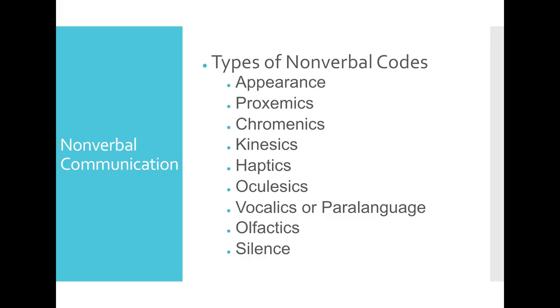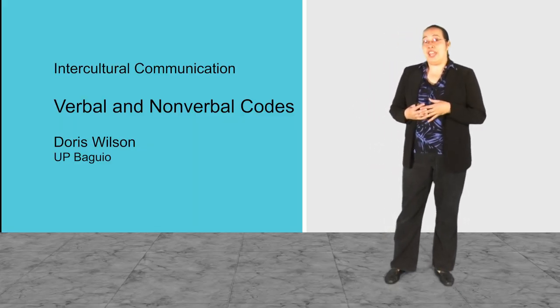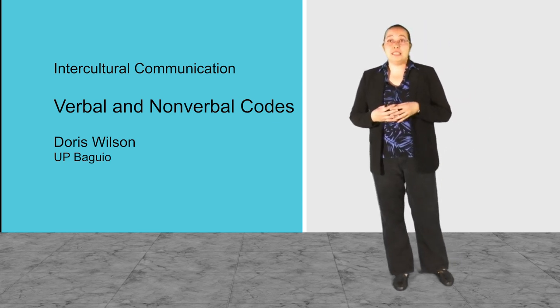Now we go to the types of nonverbal codes. We have nine codes that we refer to as nonverbal communication codes. First is physical appearance. This is how we dress, how we decorate or present ourselves. And it indicates our age, our gender, our nationality, our ethnicity, our education, and sometimes even our economic status.